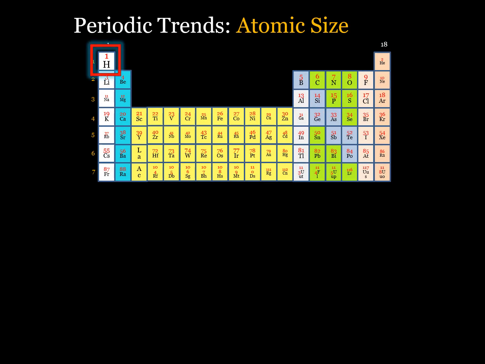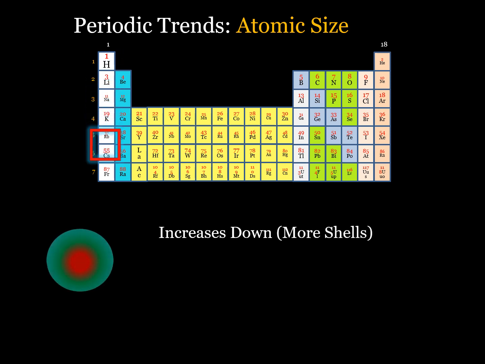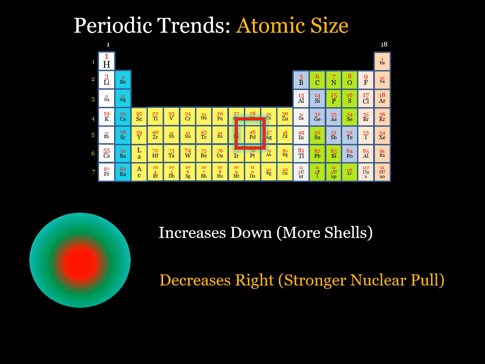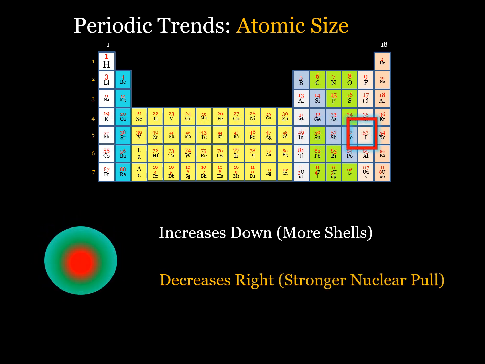Trend-wise, the atomic size increases going down a group as the number of shells increases with every succeeding period. The atomic size decreases from left to right. The number of shells remains the same, but the increasing number of protons increases the nuclear pull on the electrons. This causes a shrinking effect on the atom.